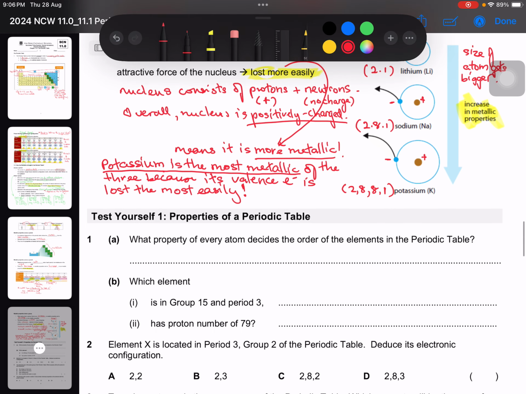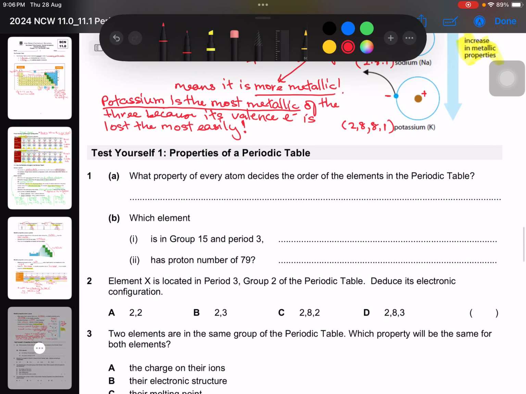So, can you now pause the video and try out the test yourself? Pause the video now. After that, I will continue to give you the answers, all right? But you try first. Pause the video.